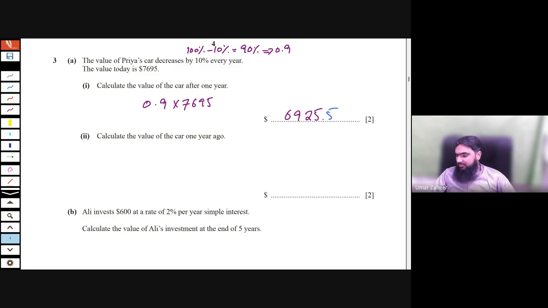All right, now we have to calculate the value of the car 1 year ago. We have to tell the value of the car 1 year ago. So this means that the current value is basically the 90% of the value, right? Means the present value is 90%. We have 90% value is 7695. All right, and we have to find the value of the car.